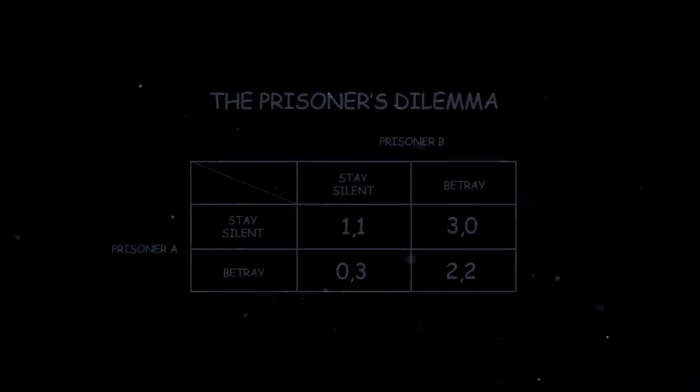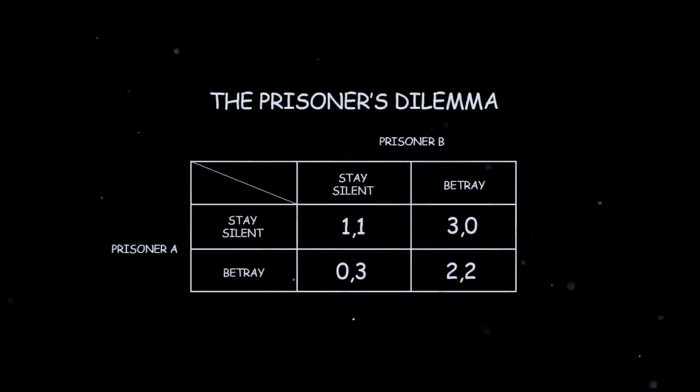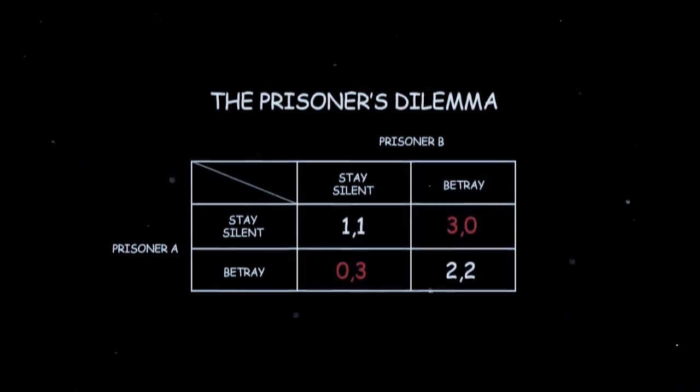In the Prisoner's Dilemma case, the dominant strategy for each player is to betray. And here is where the term Nash equilibrium comes into play.